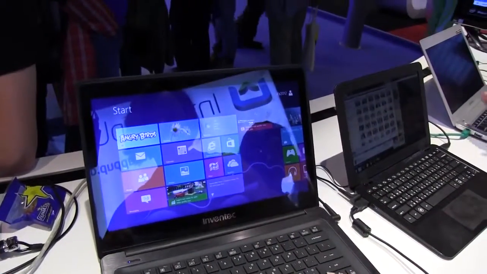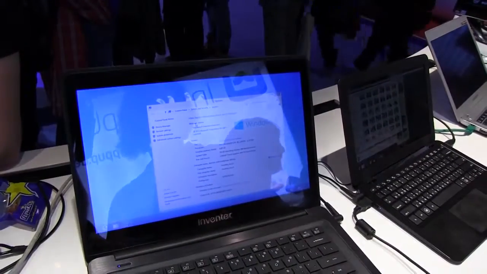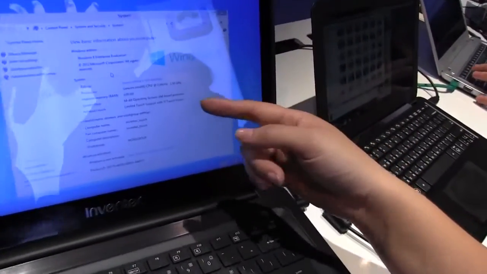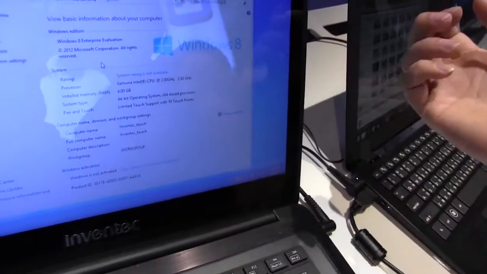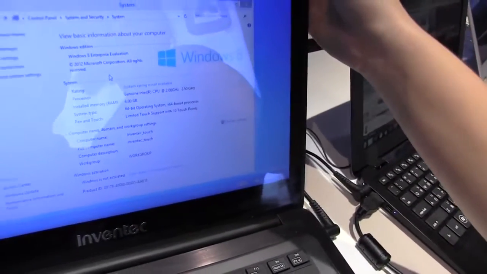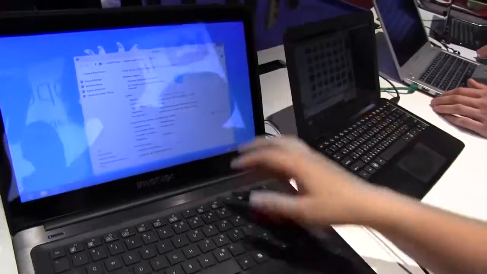But if we head to the desktop, we'll see here that this is running. We're not sure which CPU, but it's got 4 gigs of RAM. And we think that it's running, well, something from Ivy Bridge anyways. But let's take a quick look around the system.